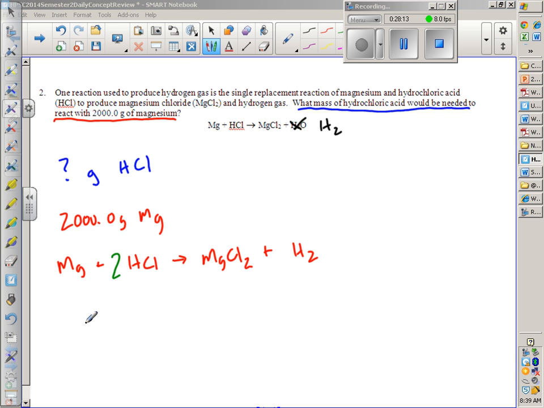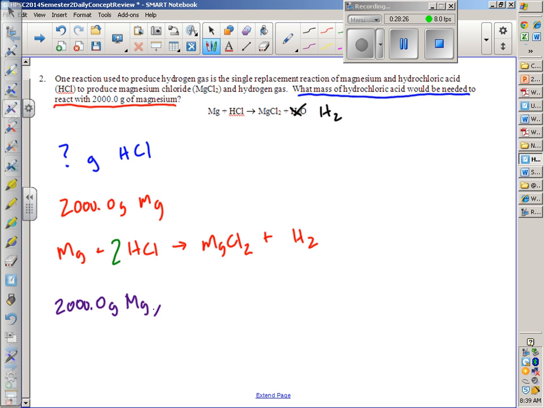Our plan for doing this is a conversion problem. So, we start off with the amount that we were given, 2,000 grams of magnesium, times a fraction bar. Grams of magnesium has to go on the bottom of that conversion factor because we can't compare grams of something to grams of something else. It's got to be moles to moles. So my first step is to convert grams of magnesium into moles of magnesium.